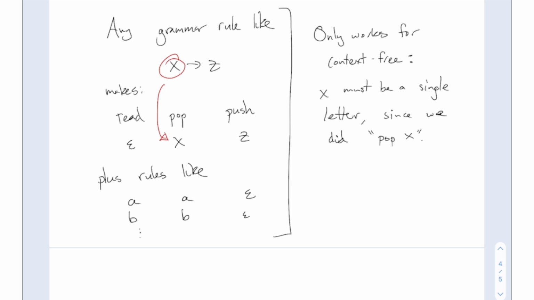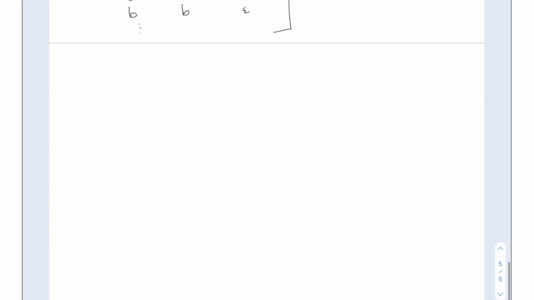Let's just do, we got 5 minutes here. Let's just do a real simple example. How about everybody's favorite non-regular language, A to the N, B to the N?